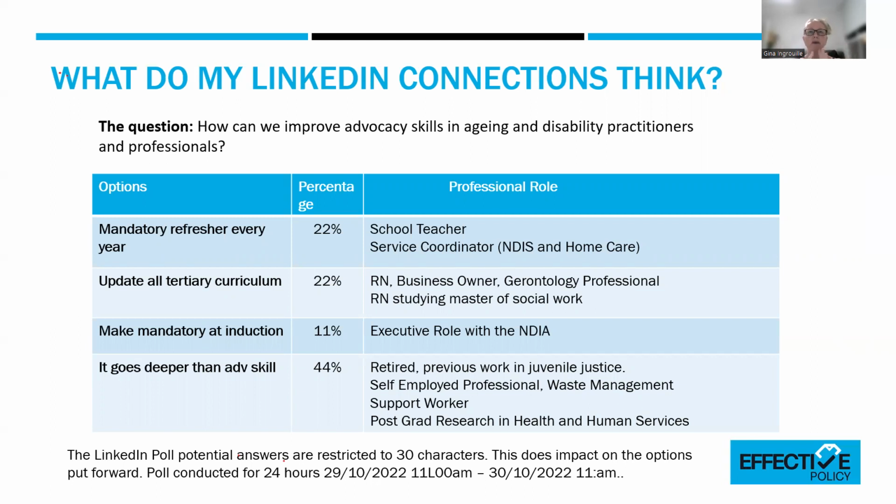So the question: how can we improve advocacy skills in aging and disability practitioners and professionals? I gave 4 options. Make a mandatory refresher in advocacy every year for anyone who works in aging and disability. Update all tertiary curriculums to include advocacy skills. Make advocacy mandatory at inductions. And my last one was, it goes deeper than advocacy skills.